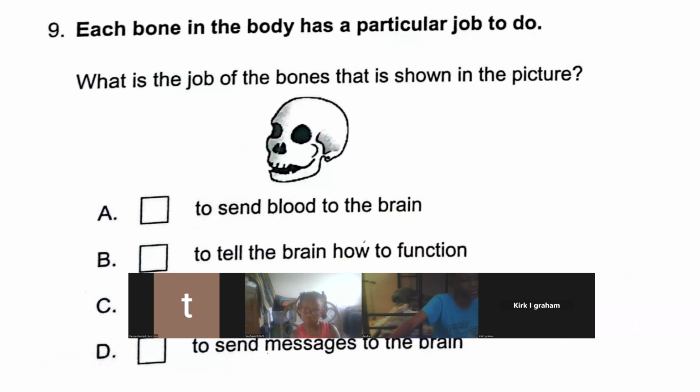Each bone in the body has a particular job to do. What is the job of the bone that is shown in the picture? To send blood to the brain, to tell the brain how to function, to protect the brain, to send messages to the brain. Can you hear me? I can hear you, yes.